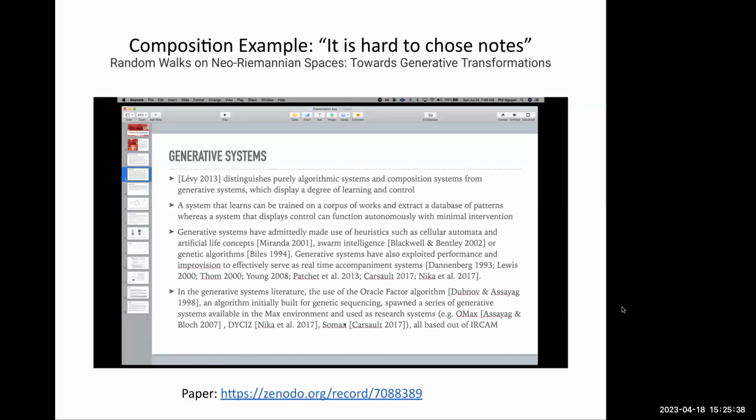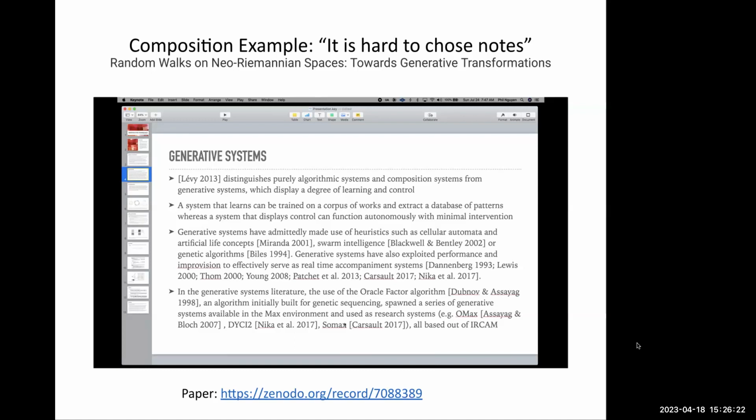So Levy, in his thesis, distinguishes between purely algorithmic composition systems and generative systems, which display a degree of learning and control. A system that learns can be trained on a corpus of work and extract a database of patterns, whereas a system that displays control can function autonomously with minimal intervention. Generative systems have admittedly made use of a bunch of heuristics that come from computer science, such as cellular automata, artificial life concepts, swarm intelligence, or genetic algorithms.